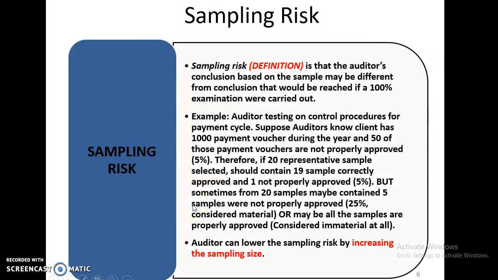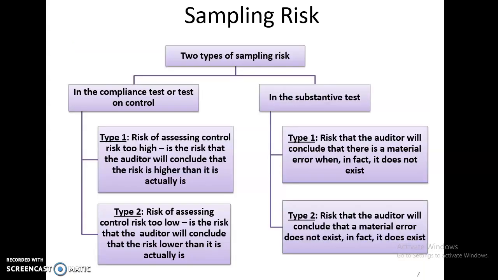Okay, this is the definition of sampling risk. So basically, there is a risk that the sample that we have taken may not be representative of the population. I will not read this; you can read this by yourself. But basically, if we want to lower the sampling risk, we have to increase the sampling size, because the more samples we take, there's a higher chance that they can represent the population.